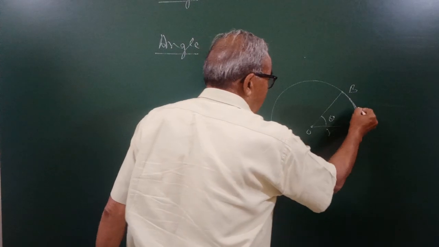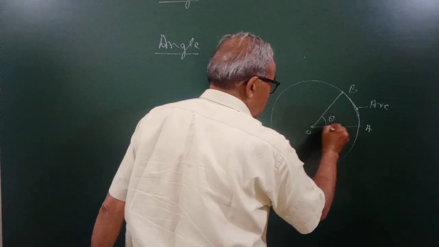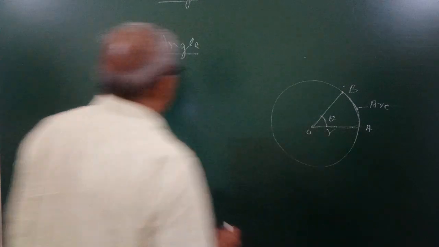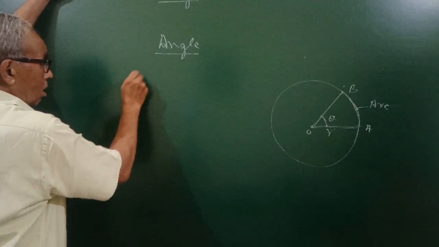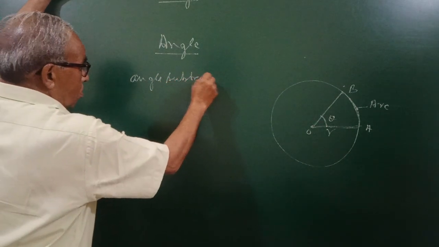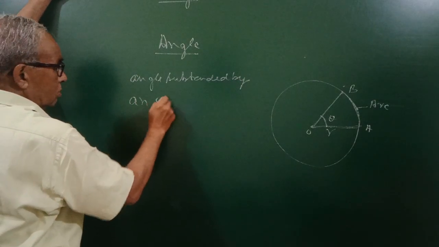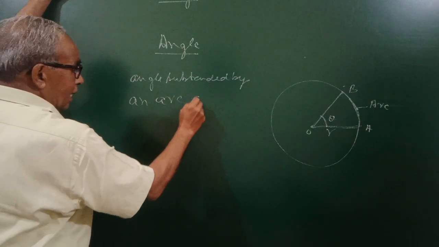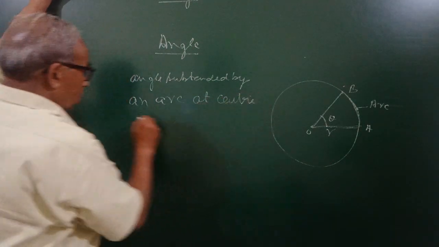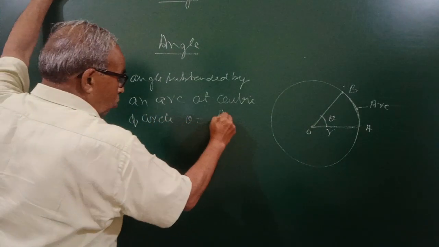AB is called the arc and this theta is the angle subtended by the arc at the center. And by definition, theta, the angle subtended by an arc at the center of a circle, is equal to arc upon radius.